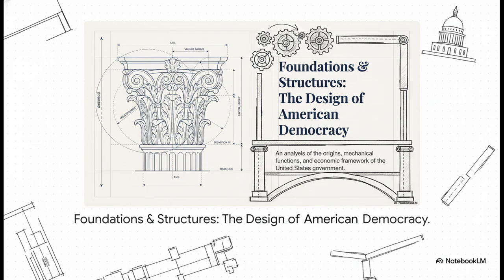We tend to think of government as just a bunch of rules, but what if we looked at it like a building, a carefully designed piece of architecture with a specific blueprint made to handle pressure and stand the test of time? That's exactly what we're going to dive into today, the design of American democracy.